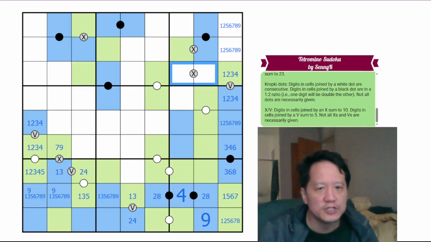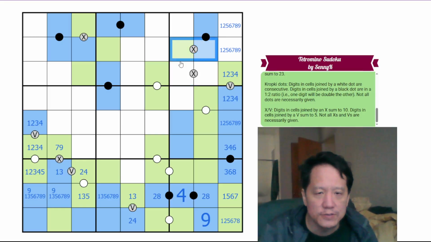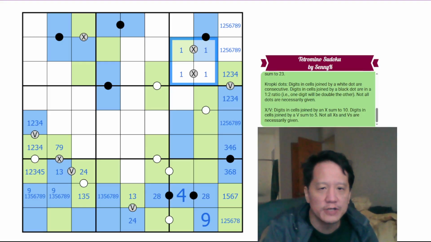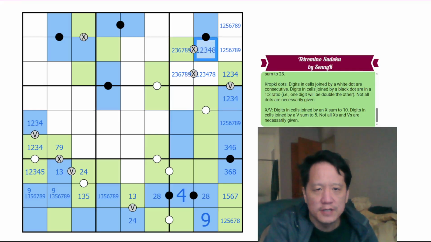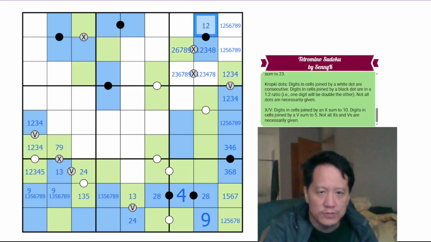What can these digits be? So these are the same in a sense. 1, 9, 2, 8, 3, 7, 4, 6. No 4 here, so no 6 here. No 9 here, so no 1 here. To add up to 10. This can't be 7 because that's not in a 1 to 2 ratio with another digit. So this can't be 3. So this could be 1, 2, 4, 8, or 6 here.